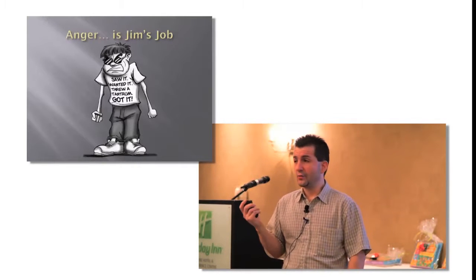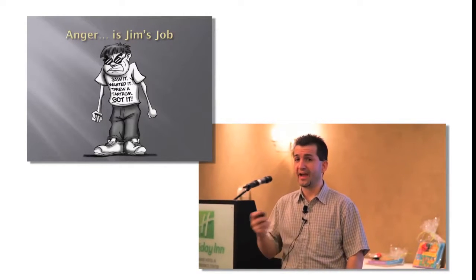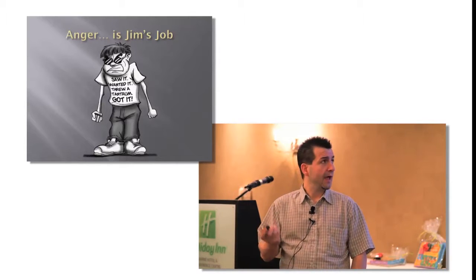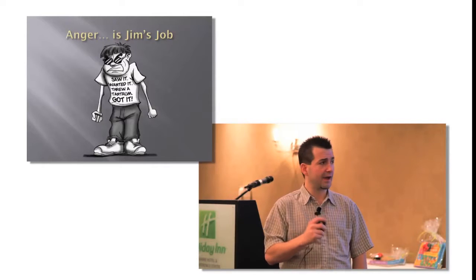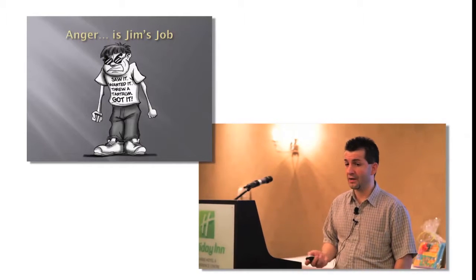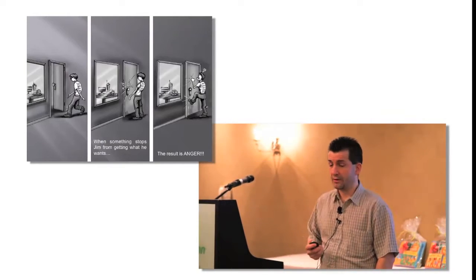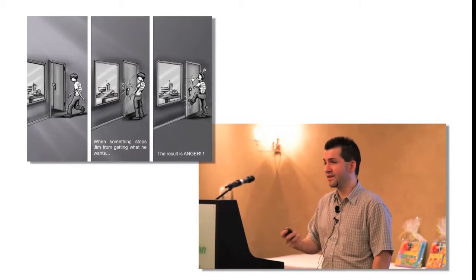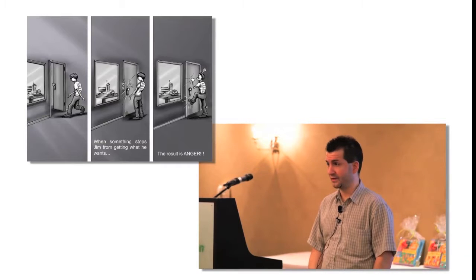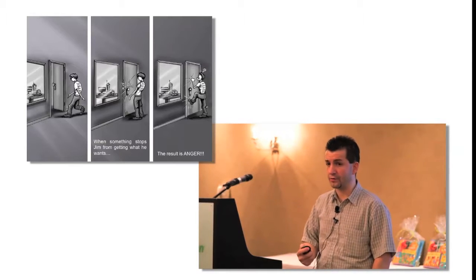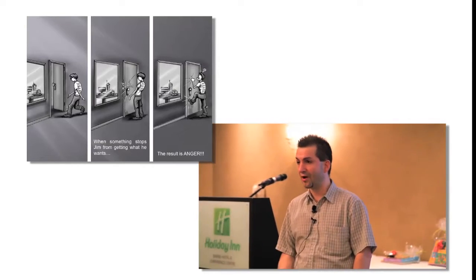When you're dealing with anger, by and large, and you're seeing anger as the problem behavior, anger is Jim's job. 95% of the time, it is related to activation of Jim. And it is because Jim wants something, and something or someone is in between Jim and what he wants. Anger is a power emotion. It is designed to make you stronger so you can smash through whatever's between you and what you want.